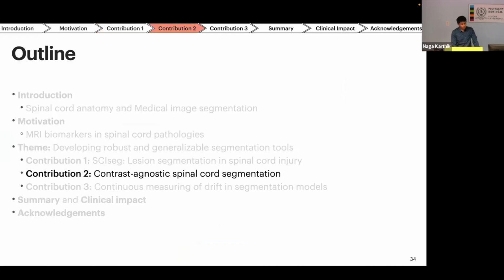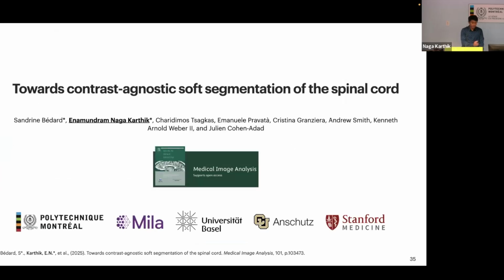Okay, so the previous work was focused on one pathology, spinal cord injury, and one contrast, T2 weighted. But in this work, we look at spinal cord segmentation across different MRI contrasts. And why are we doing that? I'll explain that. So this work was published in Medical Image Analysis, and it is titled Towards Contrast Agnostic Soft Segmentation of the Spinal Cord.